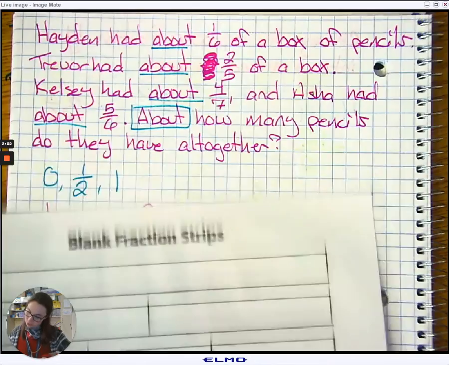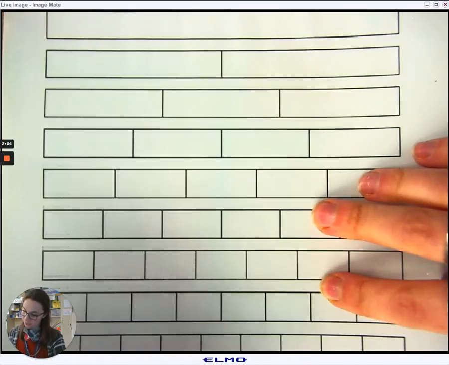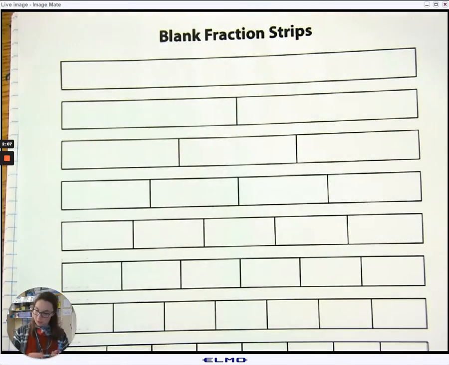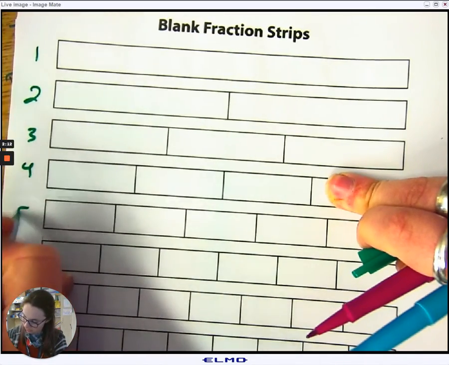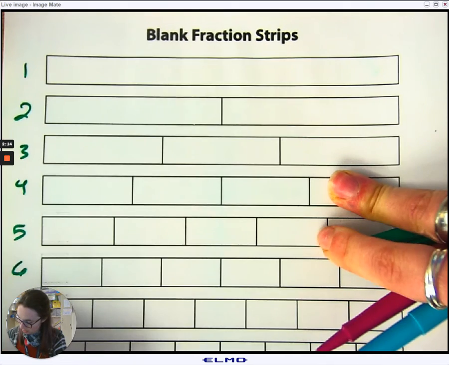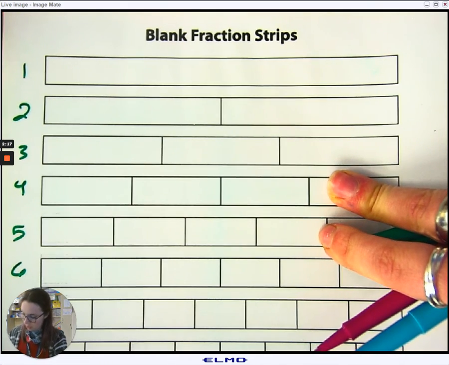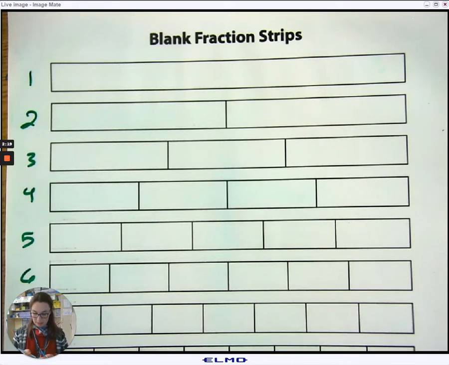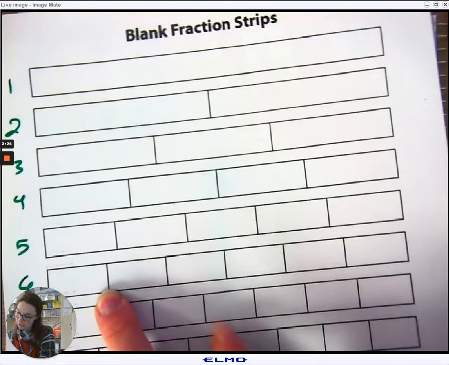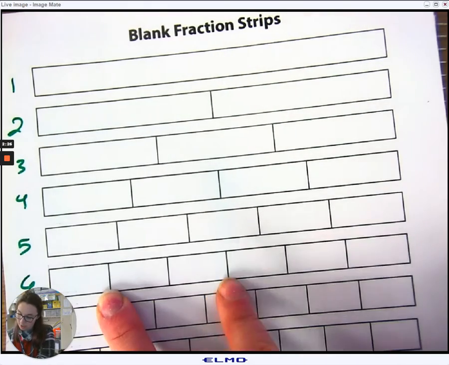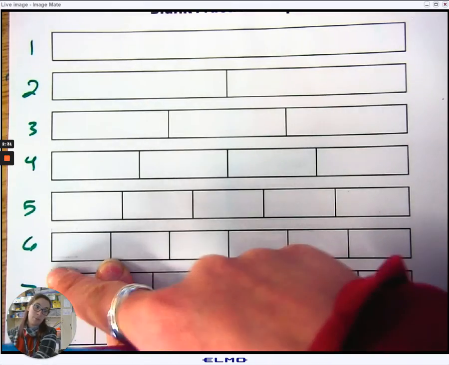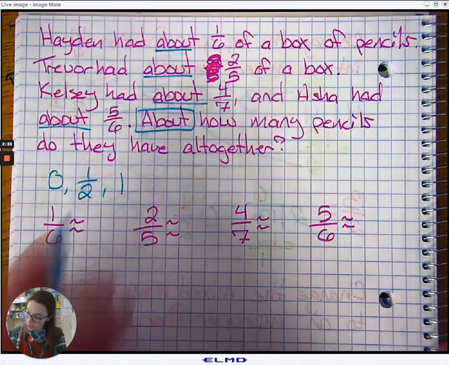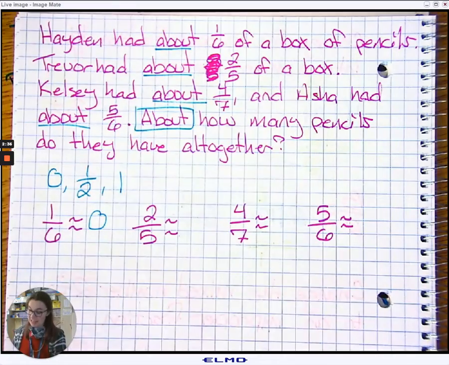I've got my handy-dandy fraction bar here, and I will use it to do 1/6. This is 1, 2, 3, 4, 5, 6, so 6ths. 1/6 is about right here. Is this closer to 0, 1/2, or 1? Well, in this case, 1/6 is closest to 0. So I would round that to 0. It's almost got nothing.